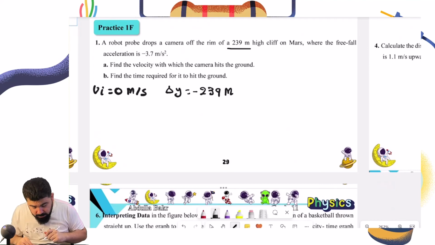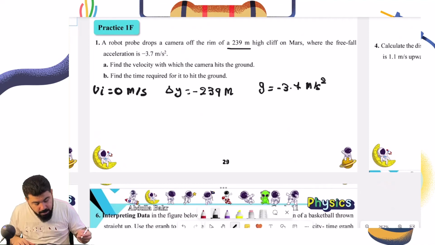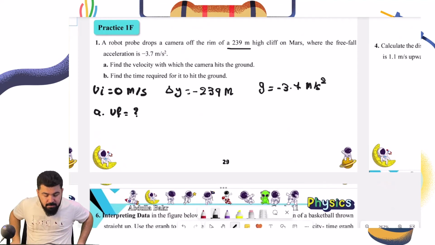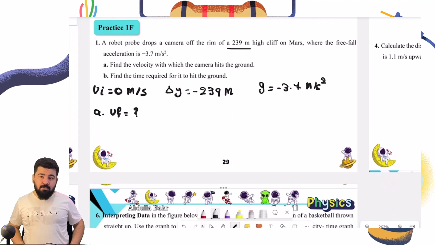I just showed you. With free fall, acceleration is negative. Here it's not 9.81, it tells you that g, because we are on Mars, is 3.7 meters per second squared. Part A, it says find the velocity with which the camera hits the ground. So V final is equal to what?